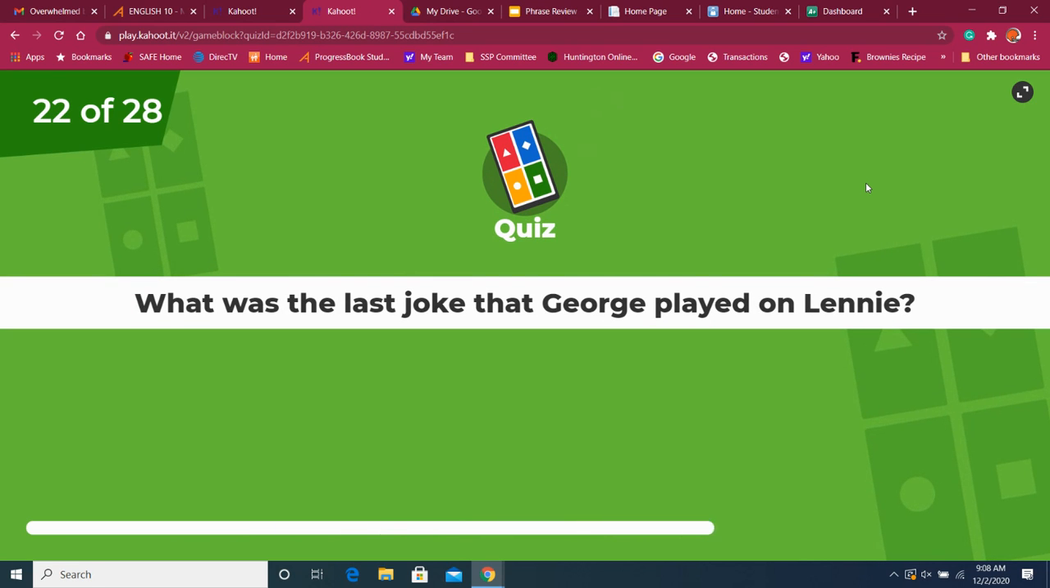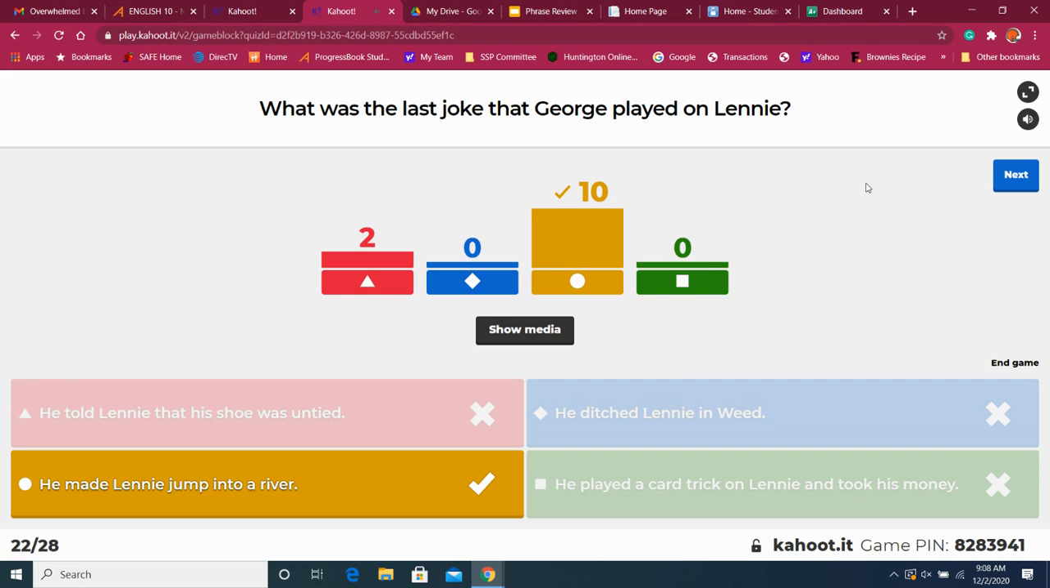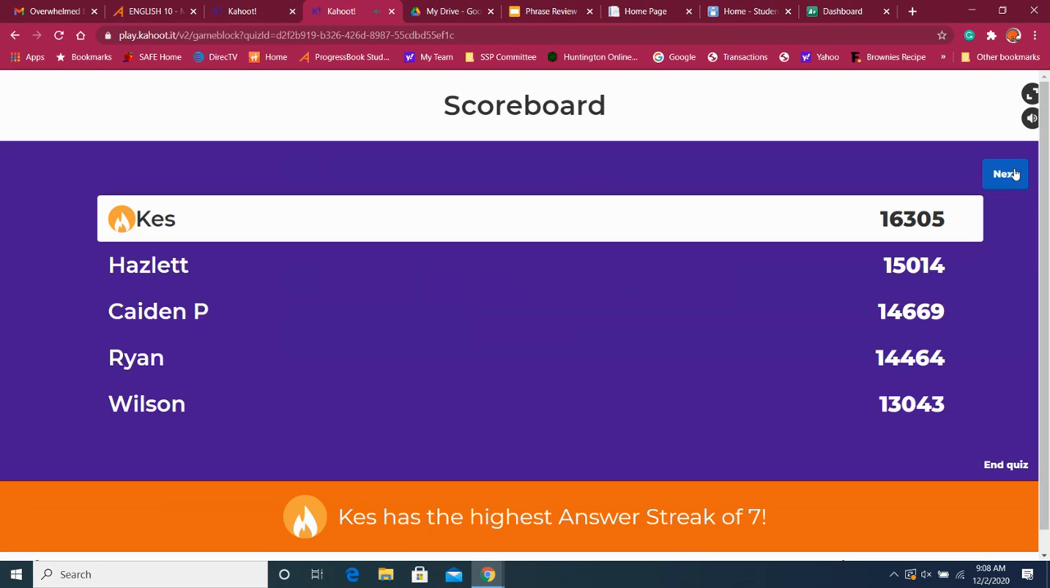What was the last joke that George played on Lenny? He told Lenny that his shoe was untied. He ditched Lenny in Weed. He made Lenny jump into a river. He played a card trick on Lenny and took his money. Remember, Lenny jumped into a river and George had to go save him, and Lenny forgot about George even doing that, and then was like, "Oh, thanks for saving me," even though George is really the one who did that. All right.